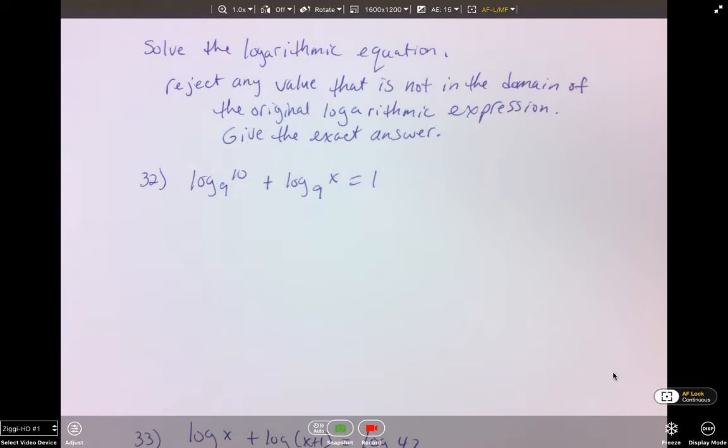All right, on these problems, we are solving the logarithmic equation, and we're rejecting any value that is not in the domain of the original logarithmic expression. Give the exact answer. That means no decimals, so don't try to plug this in your calculator.